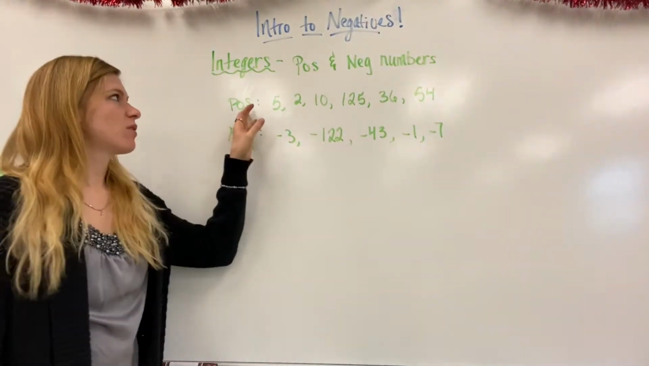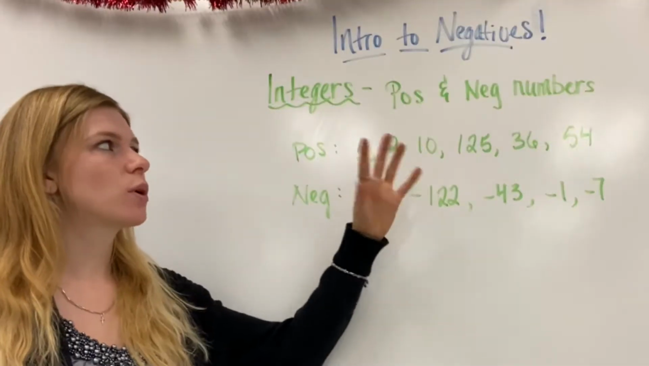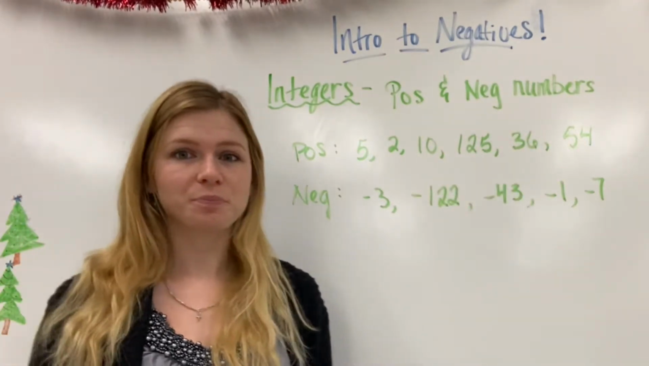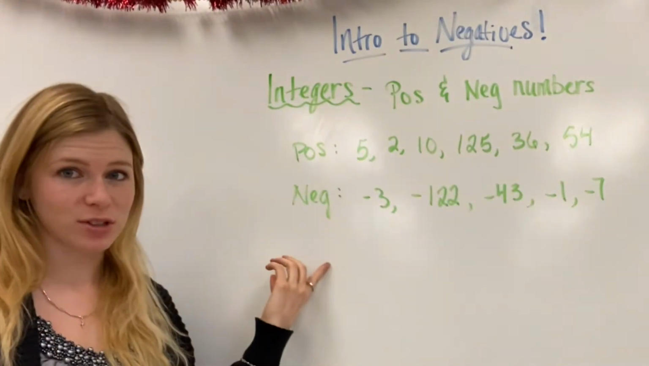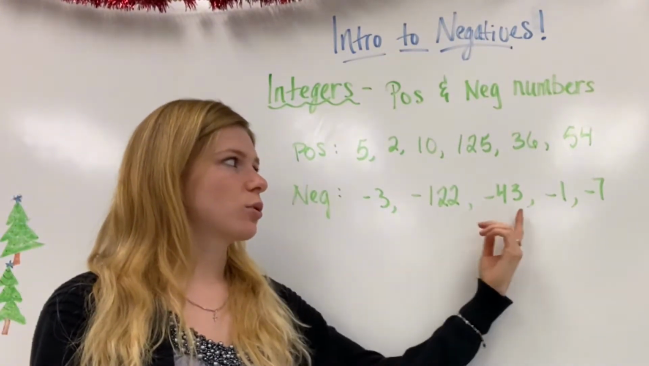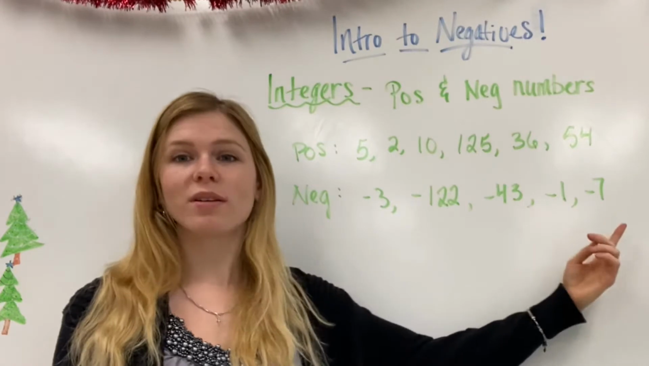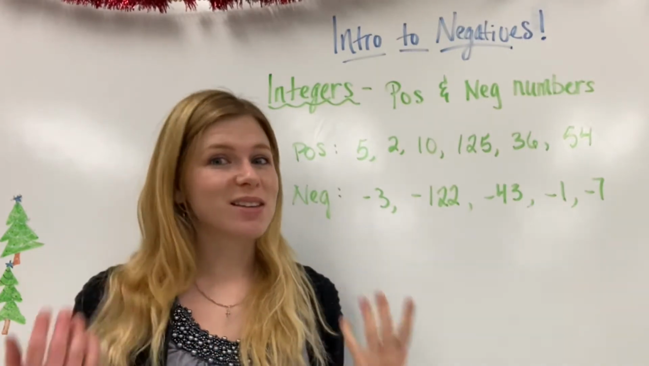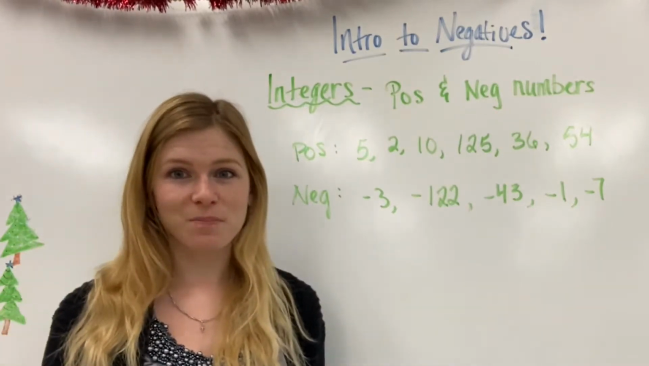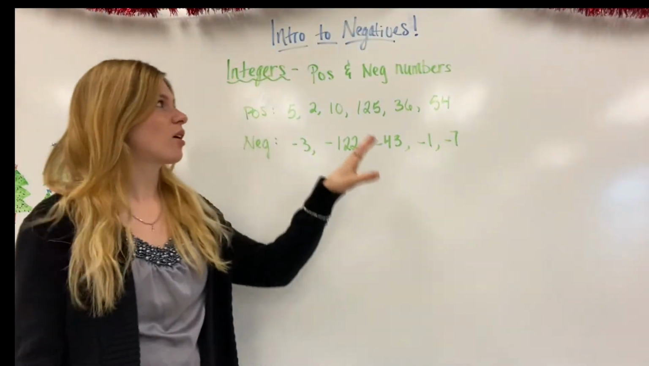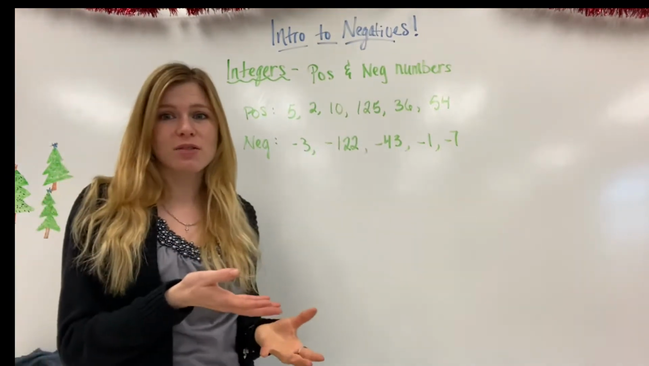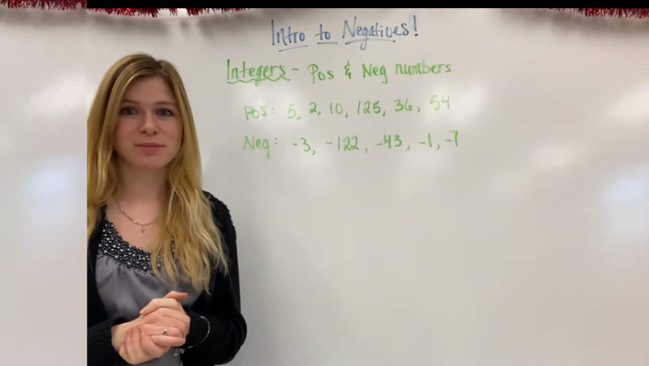Examples of some positive numbers would be 5, 2, 10, 125, 36, and 54. Examples of negative numbers now are going to be negative 3, negative 122, negative 43, negative 1, negative 7. Notice negative numbers have the negative sign in front of them. Make sure you take a moment to write down what integers are and a few examples of some positive numbers and some negative numbers.